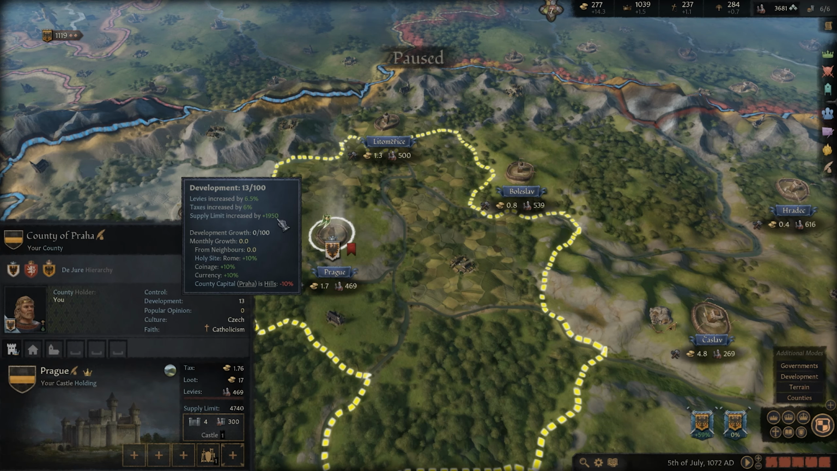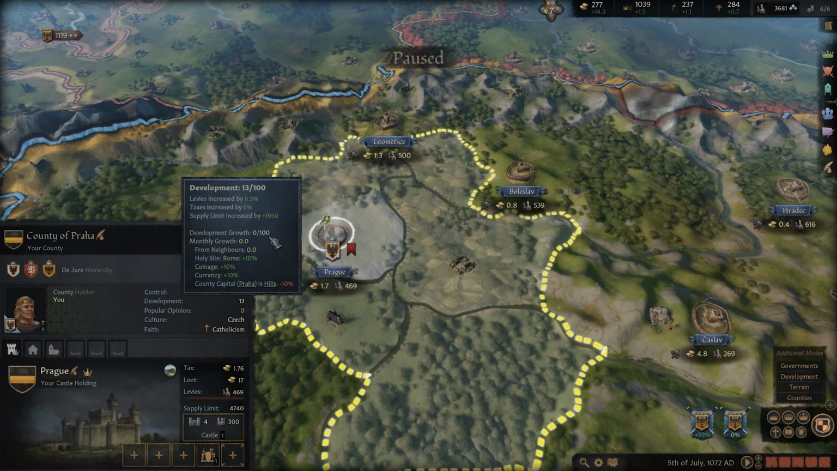Moving along to development growth, and there are a lot of factors that contribute to it at a monthly rate.